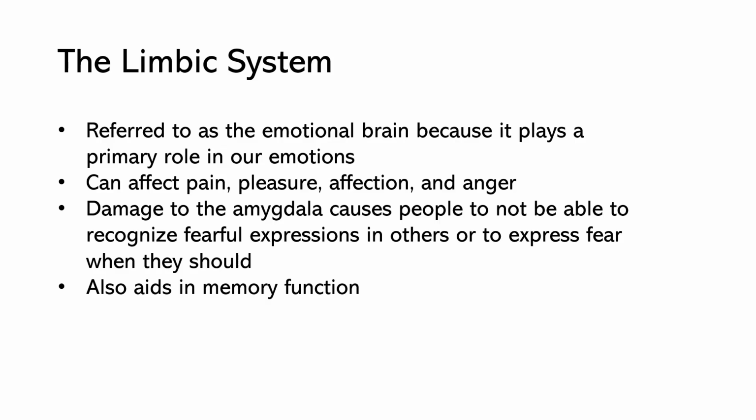A very important structure for these is the amygdala, and it has been shown that damage to the amygdala can cause people to not be able to recognize fearful expressions or be able to express fear when they should. So, for example, if there are people running and everyone seems to be afraid of something, people with damage to the amygdala don't really understand what's going on and understand that they might be in danger too. Also, when a person with damage to the amygdala does feel fear, they don't show it outwardly. They don't show it on their face. Another important function of the limbic system is going to be our memory function.